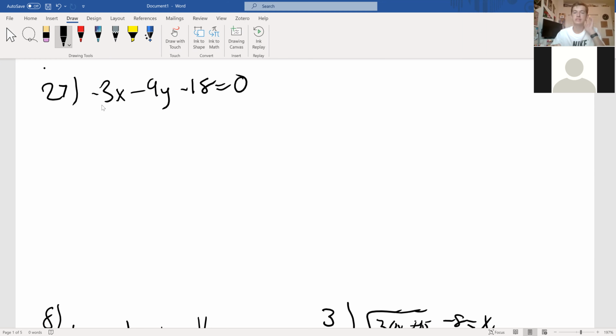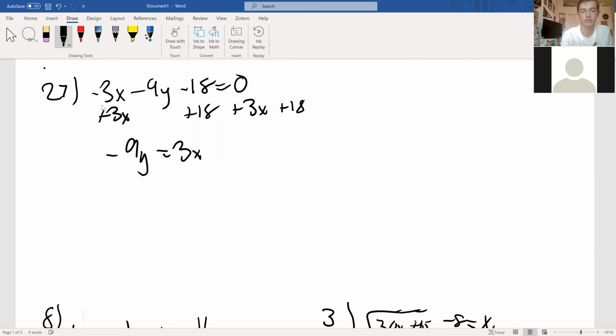So the first thing you want to do is get it into your slope intercept form. So that means solving for y, getting y alone. So I'll just add 3x. And then also I can add 18 over to the right side. So negative 9y equals 3x plus 18. And then the last thing I have to do is divide by negative 9. So my solution is y equals 3 over negative 9 simplifies to negative 1 over 3 x minus 2.